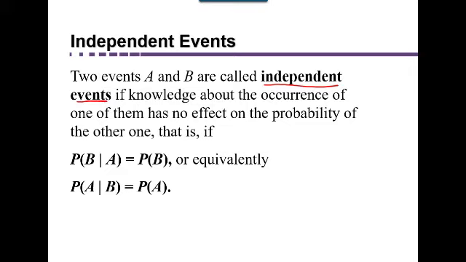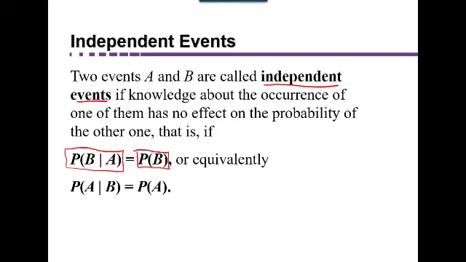It says 2 events A and B are considered independent. By the way, people get this confused with mutually exclusive, so make sure you distinguish between those when you're studying for the test. 2 events are independent of each other if knowledge about the occurrence of one of them has no effect on the probability of the other.